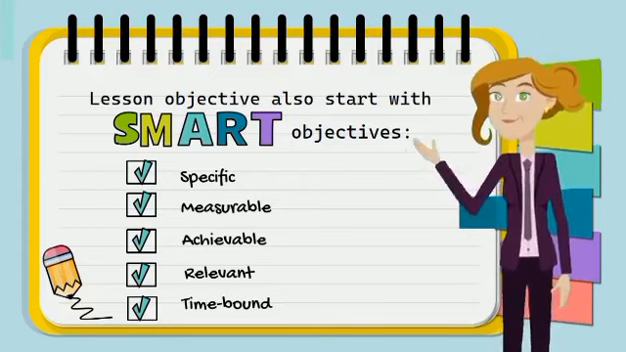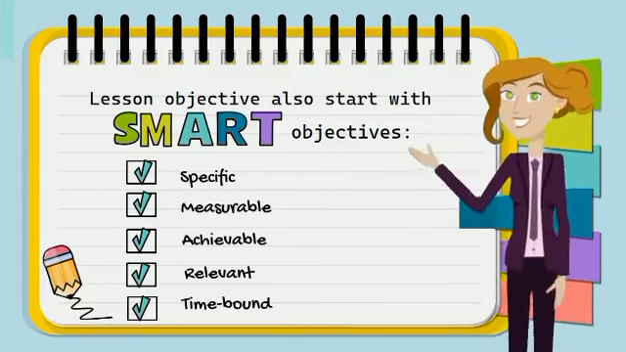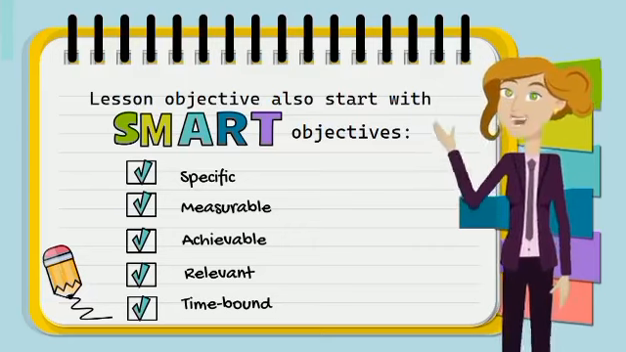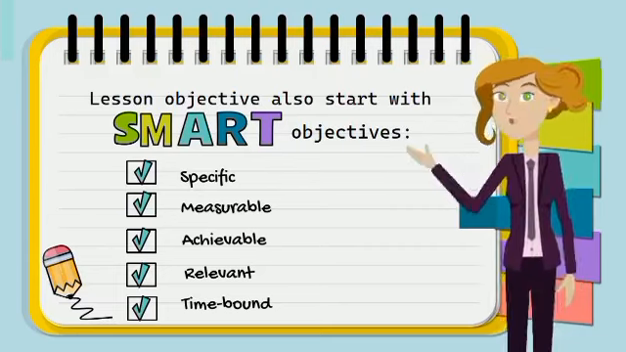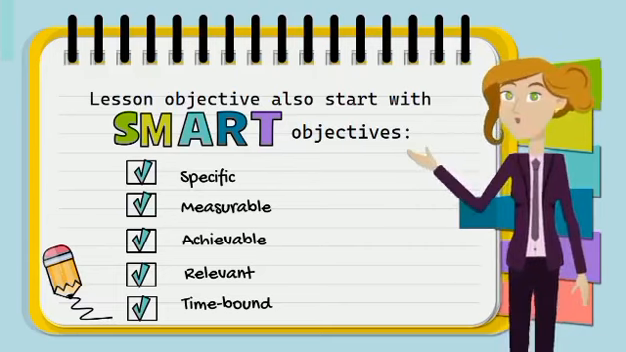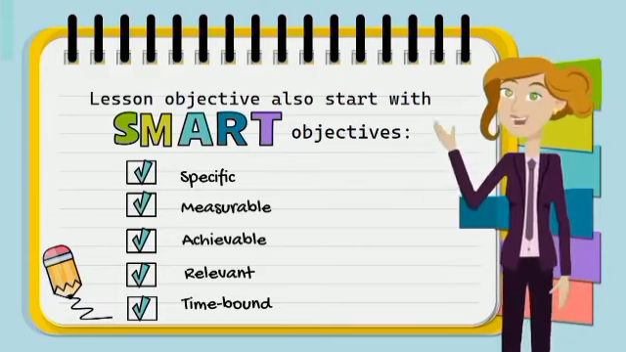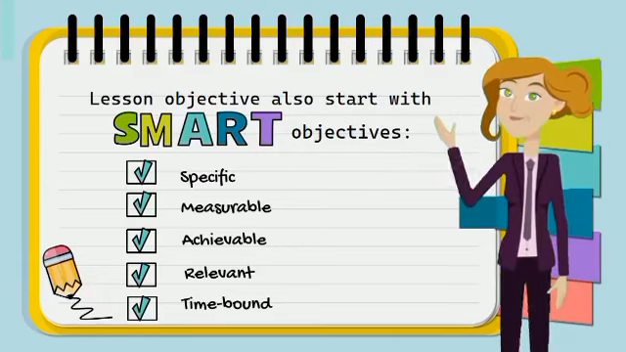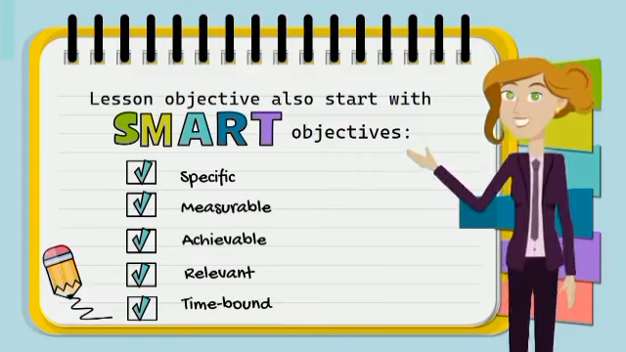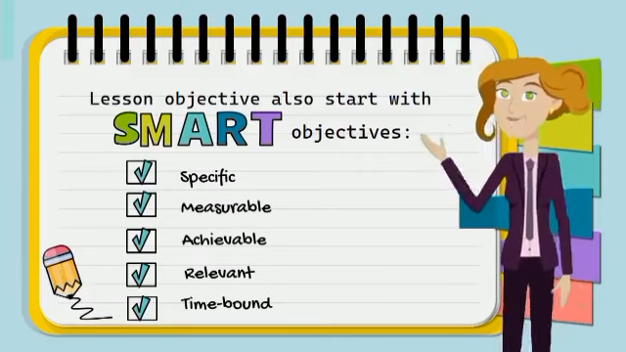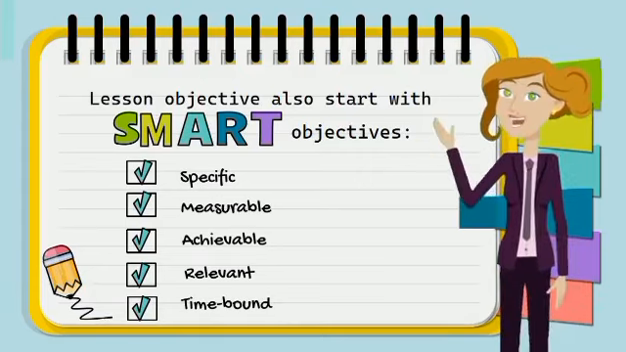Second, it should be measurable. It answers the question, how will you know it meets the expectation? Third, it should be achievable. It answers the question, can the student do it? Fourth, it should be relevant. It answers the question, should it be done and why? And lastly, lesson objectives should be time-bound. It answers the question, when will it be done?